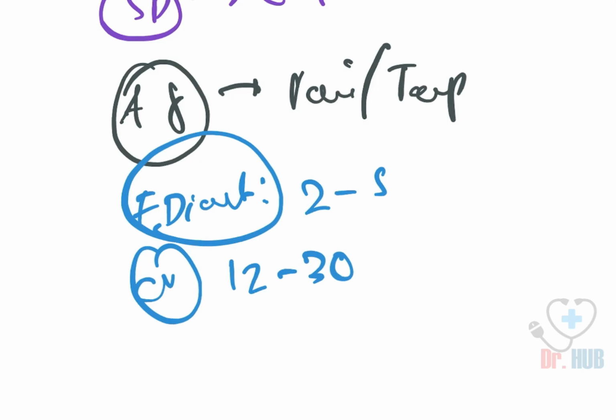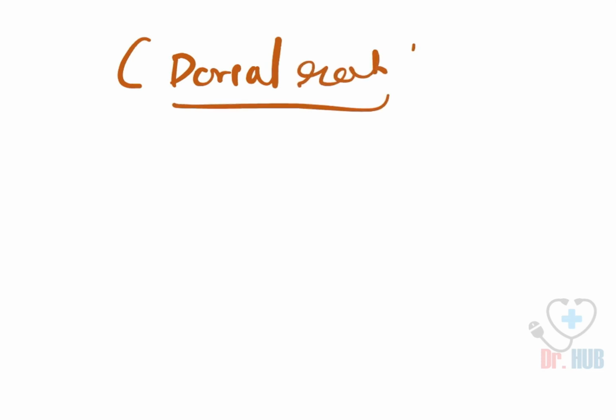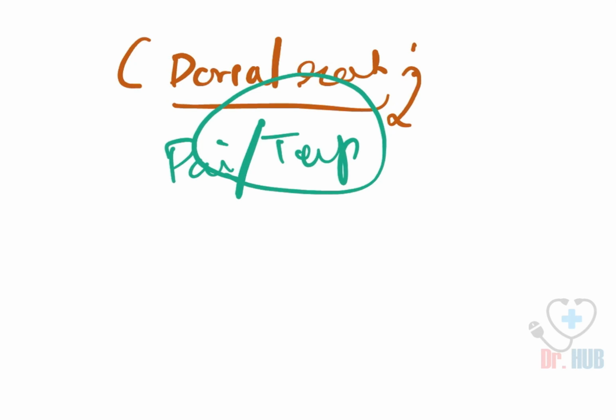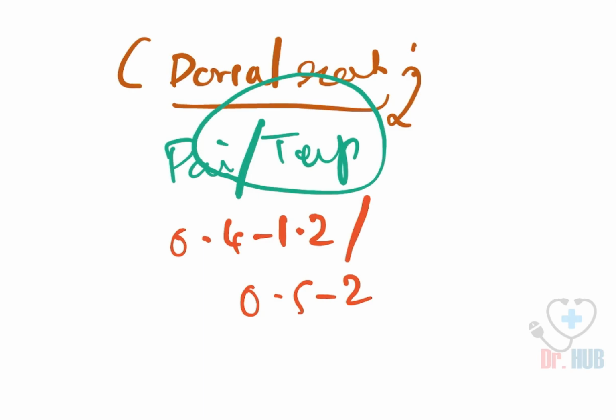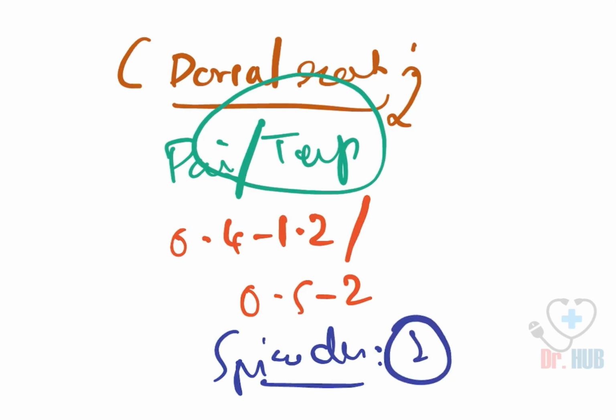Next, we look at the type C dorsal root. The C dorsal root fiber deals with pain and temperature, so the function is very similar to the A delta. The fiber diameter here is about 0.4 to 1.2. Next, the conduction velocity is 0.5 to 2, and the spike duration is 2.